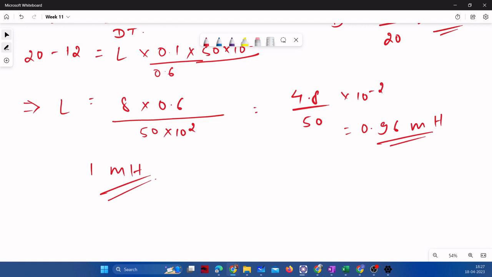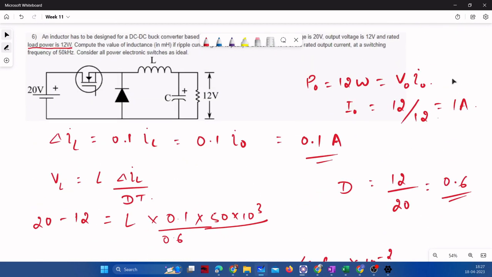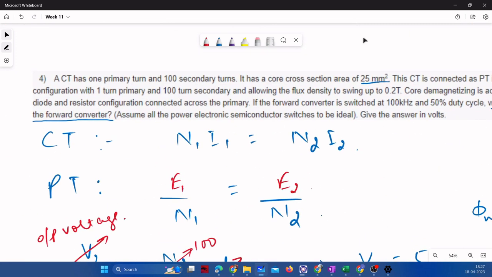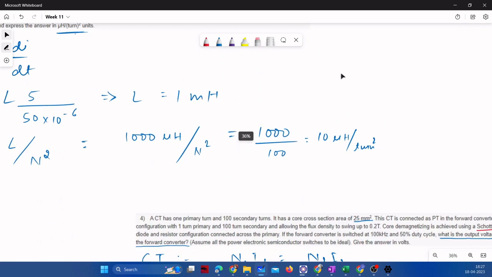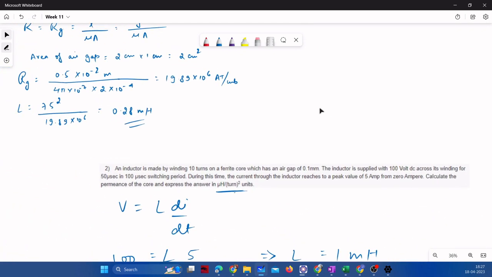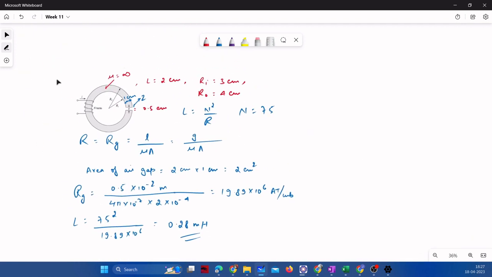Generally, the toroid is the same material. The difference will be in the calculation of area, right? I think we will solve one or two problems based on a toroidal core. In the starting of the session we solved one problem based on a toroidal core with an air gap. An air gap is there if you want variable values of inductance. Then the air gap is very useful.